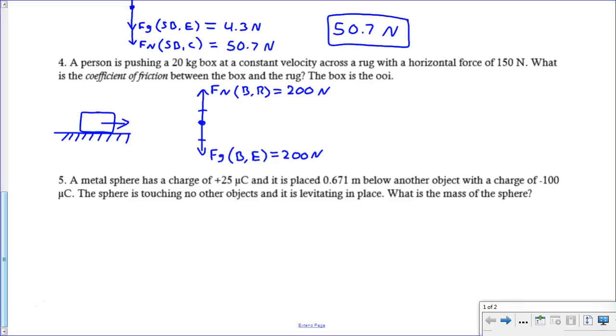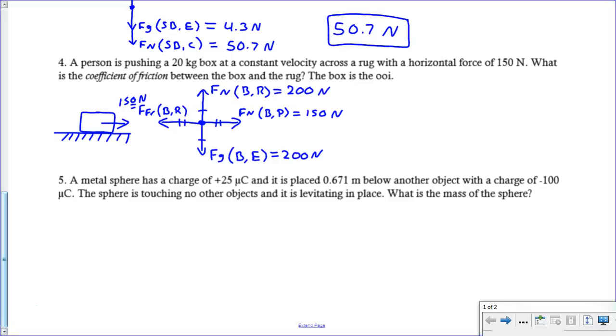In the horizontal direction, we've got this person pushing it with 150 newtons of force. That's a normal force. Again, whenever we're pushing something with our hands, it's a normal force. So this is on the block by the person, and that equals 150 newtons. And then there's the friction force that's going to resist its motion. This is on the box by the rug, and that also has to equal 150 newtons.